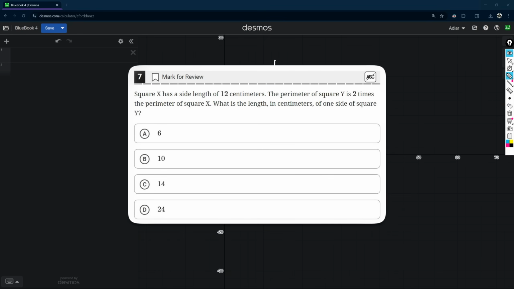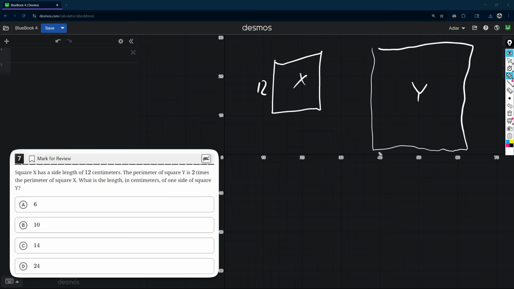Question number 7 says, square x has a side length of 12 centimeters. The perimeter of square y is 2 times the perimeter of square x. What is the length in centimeters of one side of square y? So this problem is testing our proportionality constant, basically. What this means is when we're comparing dimensions of shapes, we have to be very cautious about what dimension we're measuring. So, for example, if we were saying that the side of square y was twice as much as the side of square x, so for example, if this was 24, then the area would actually not be twice, but it would be 4 times the area of x.